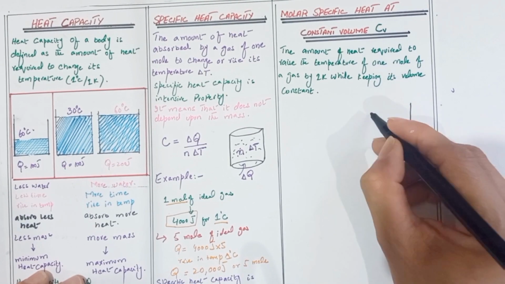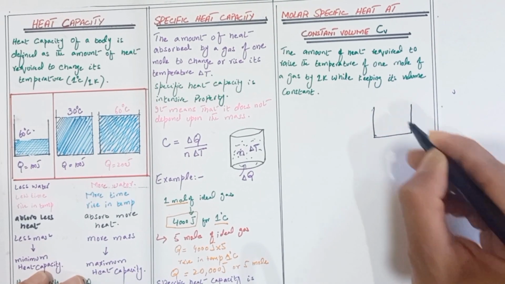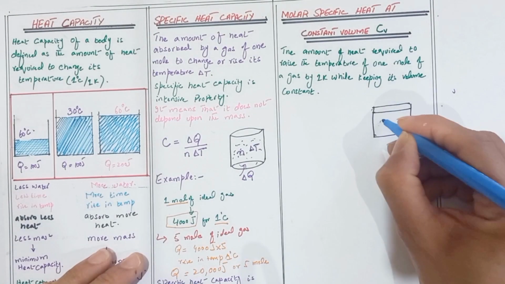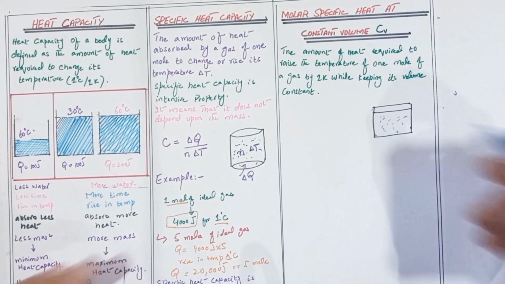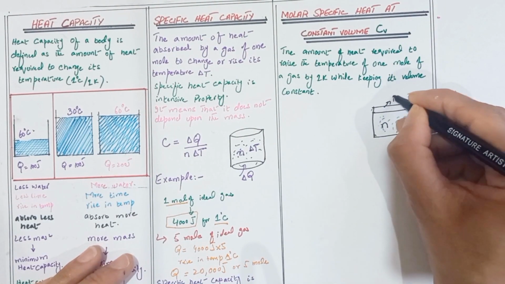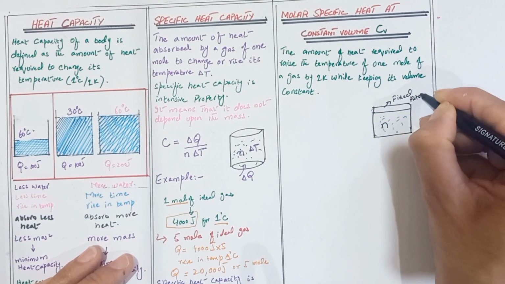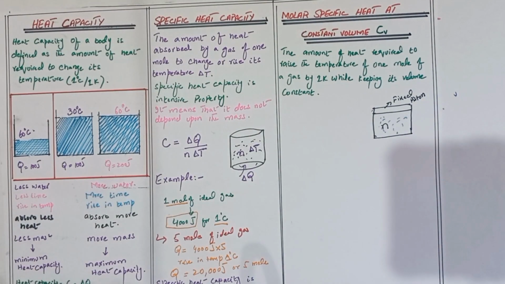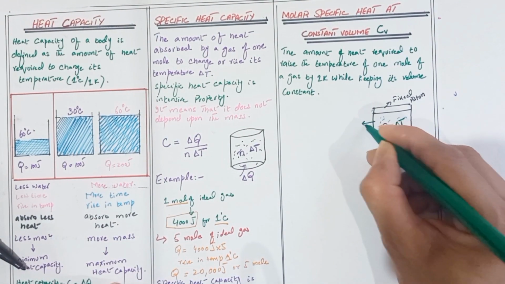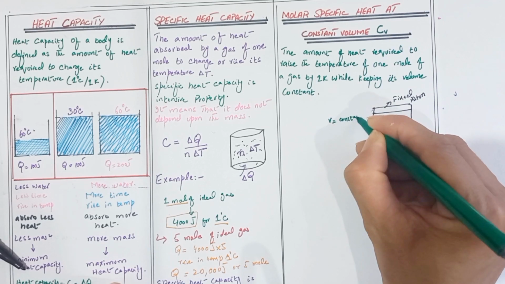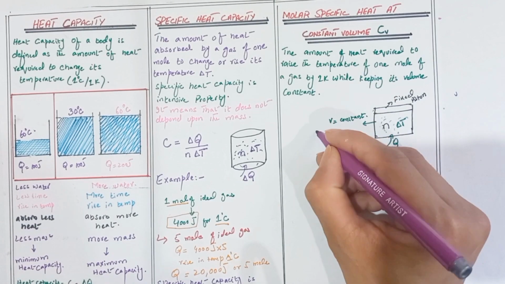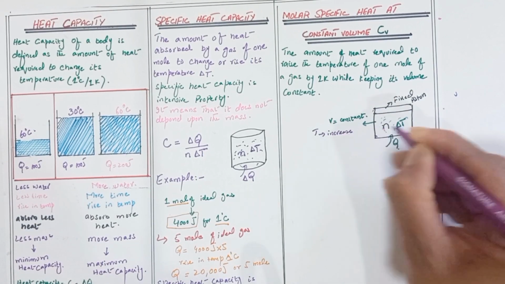Here we take the container that is full of an ideal gas that has n moles of ideal gas. It has a fixed piston. If we give an amount of heat to raise the temperature by delta T while keeping the volume constant, then when volume is constant, the temperature is increased by delta T.